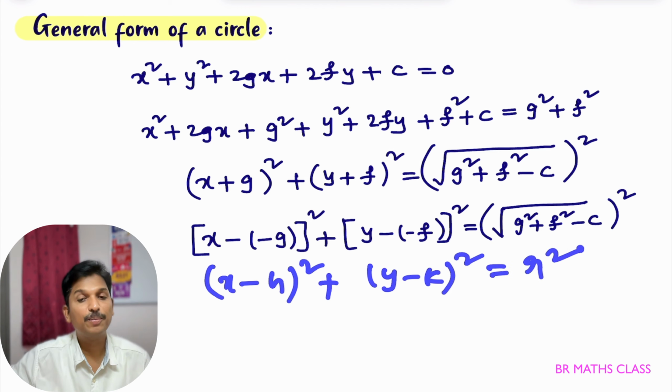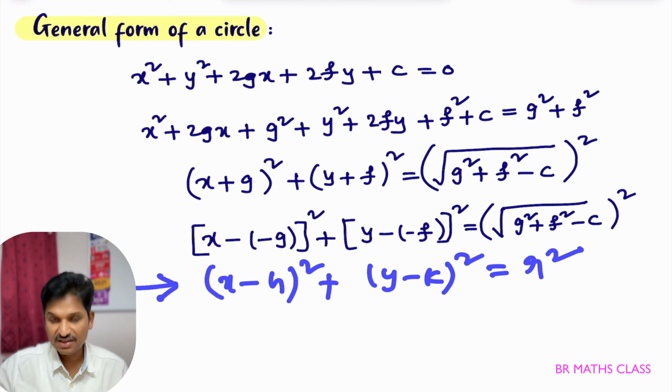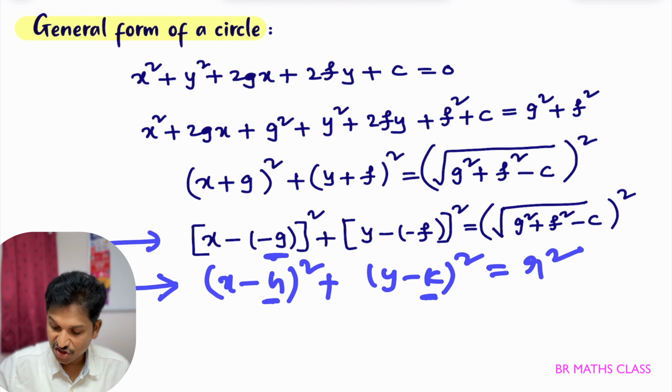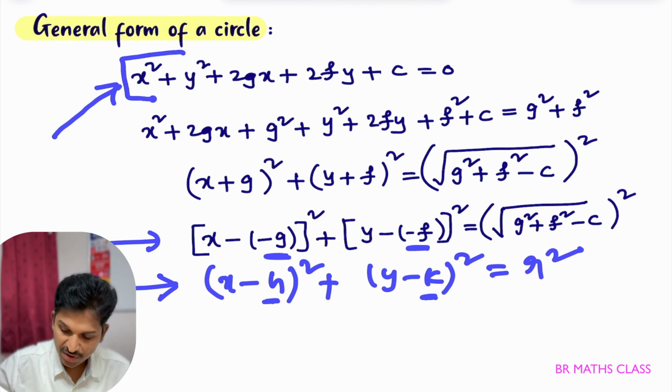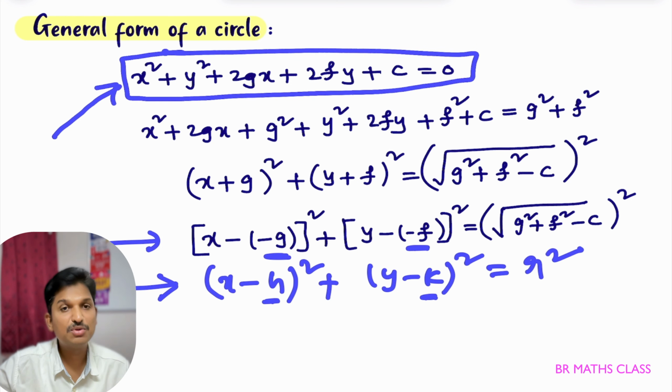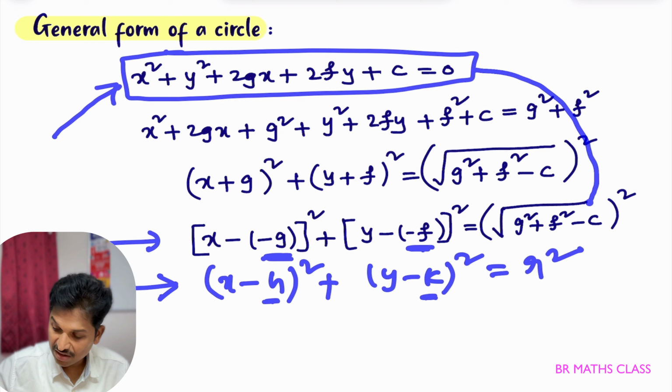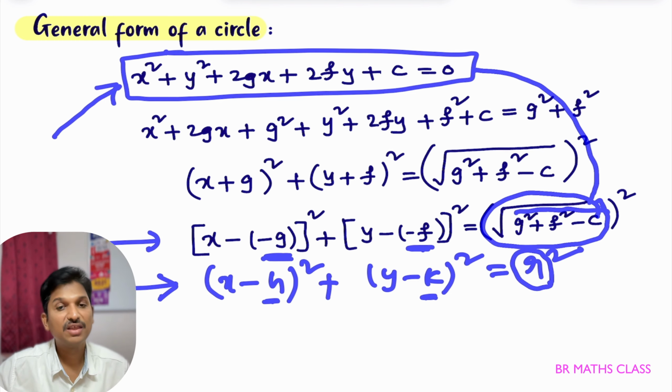For this circle, what is the center? Center is (h, k). Now for this, what is the center? For this, center is (minus g, minus f). That means this equation is in the general form, x square plus y square plus 2gx plus 2fy plus c. For this, what is the center? For this, center is (minus g, minus f). For this circle, what is the radius? Observe, compare. Radius is root over g square plus f square minus c, right?